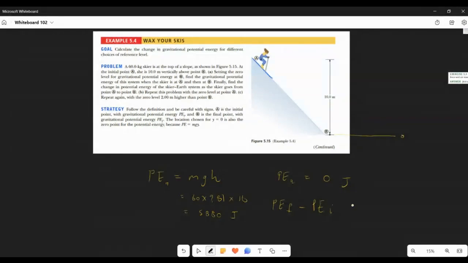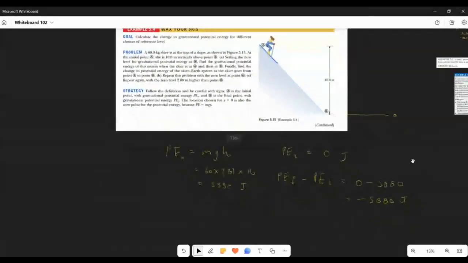Am I correct in saying this? Yep. So our final is zero, that's at B, and our initial was 5.8802. Therefore, our change in potential energy is going to be equal to 0 minus 5.8802, and it'll be negative 5.8802. So that is our difference. I think that's quite simple enough.